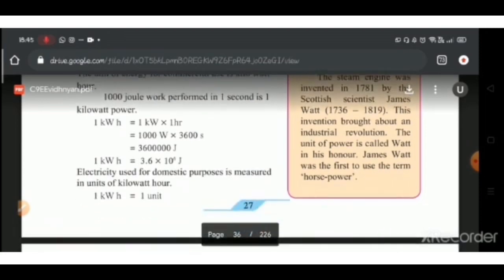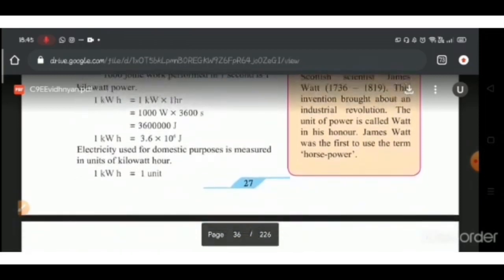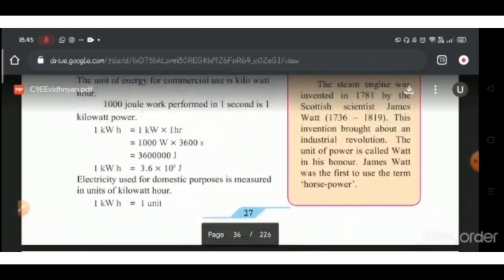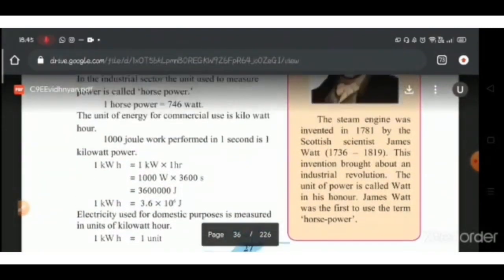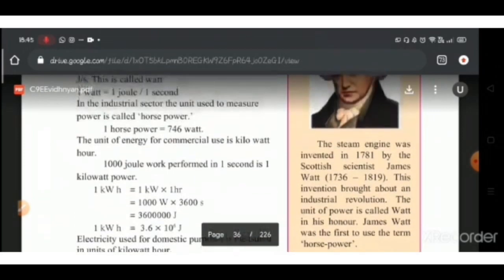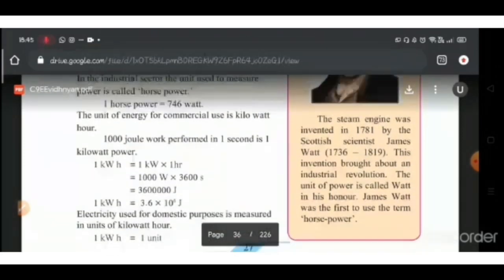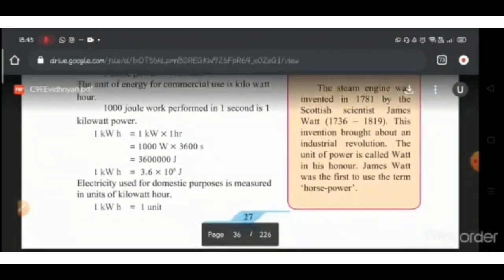Okay, we have to convert that into the raised to powers. Electricity used for domestic purposes is measured in units of kilowatt hour. 1 kilowatt hour is equal to 1 unit. Okay, I hope you understand. You have to remember each and everything. Like in the industrial sector, unit used for commercial use and even for the domestic purposes. Domestic purposes in the sense the power which we use at our homes.